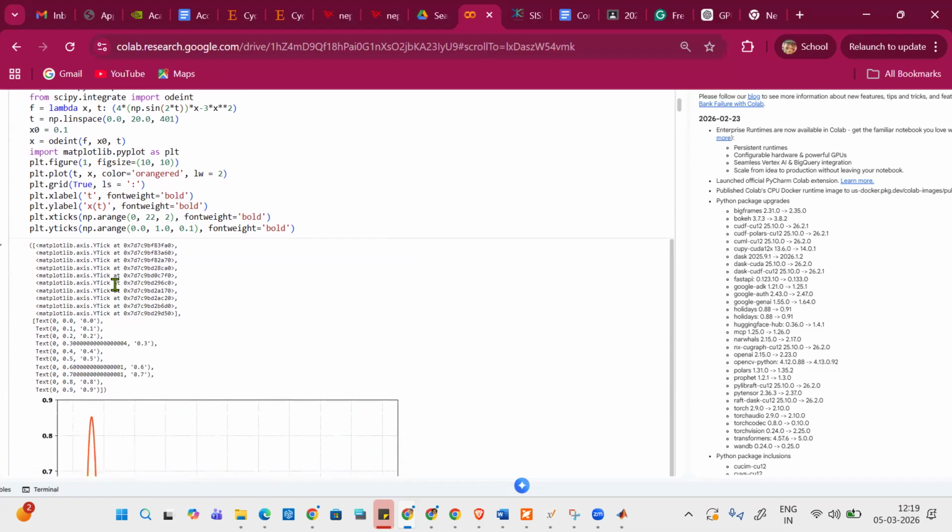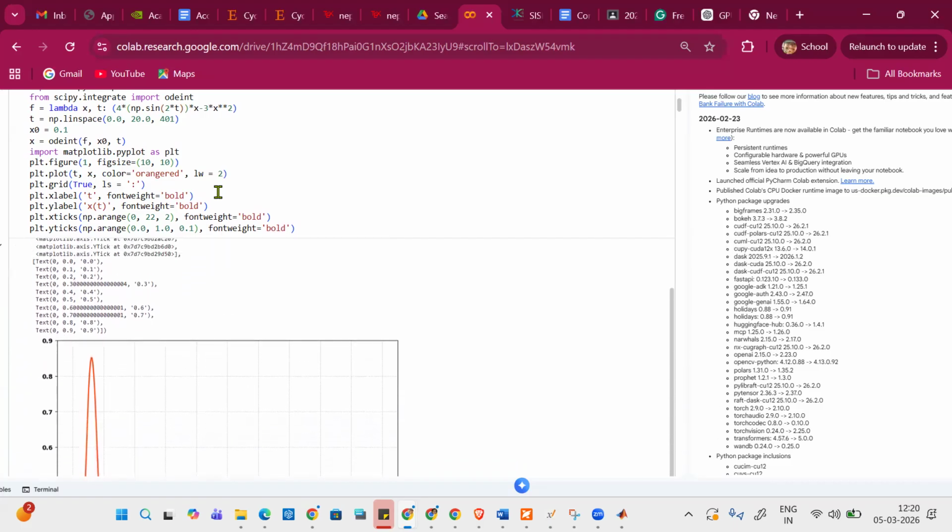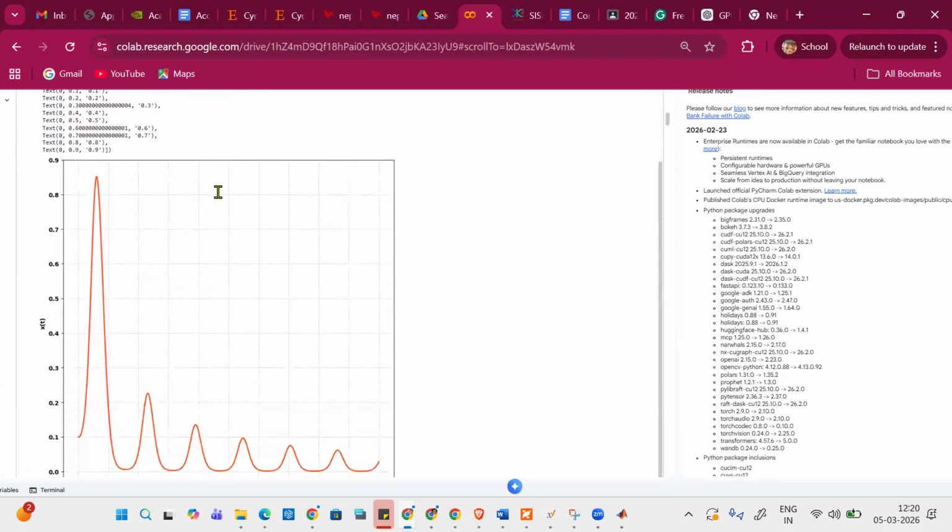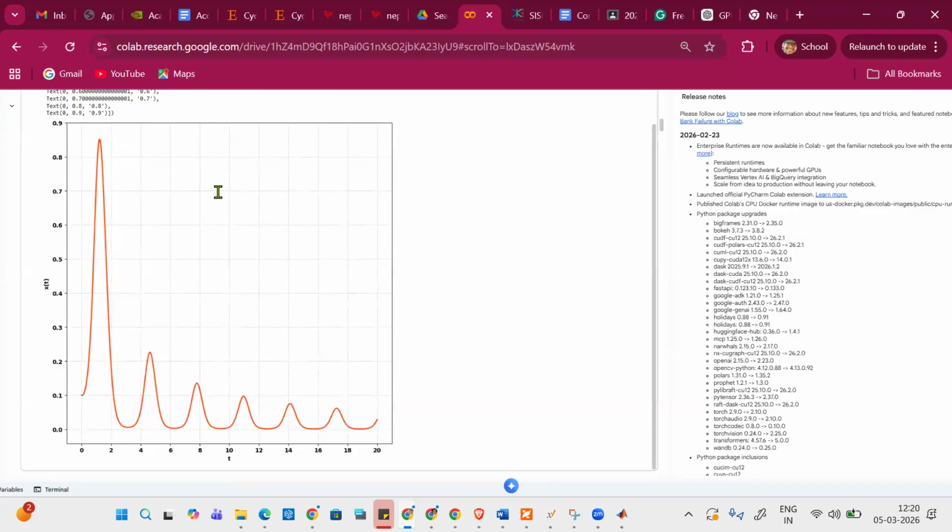Now odeint will do all the things for you. You can see I am plotting t comma x, plt.plot t comma x in orange color. Let's see how it looks. So this is your numerical solution. However, it is not clear why you got this solution, but one thing is clear, something is periodic, but its amplitude is decreasing as time is increasing. Can you see the amplitude is decreasing as time is increasing?